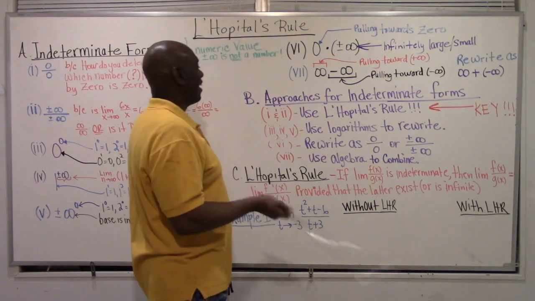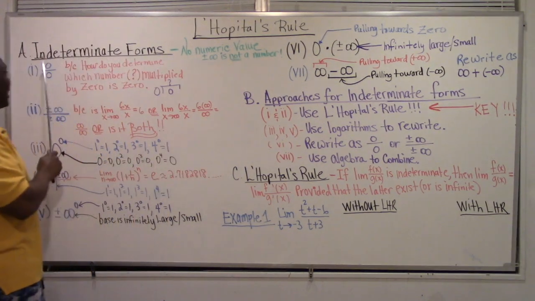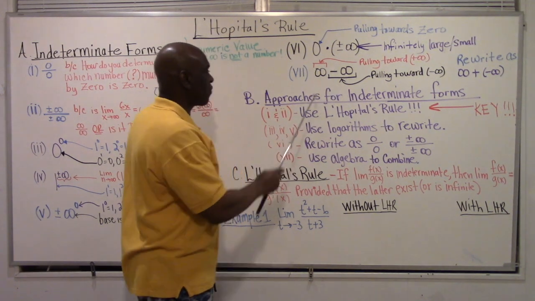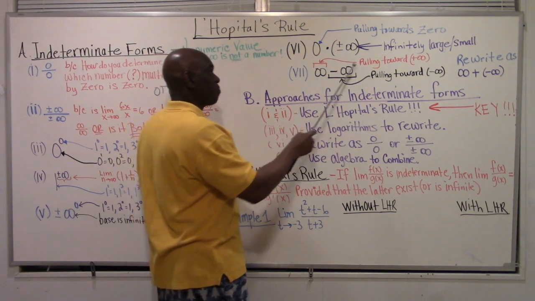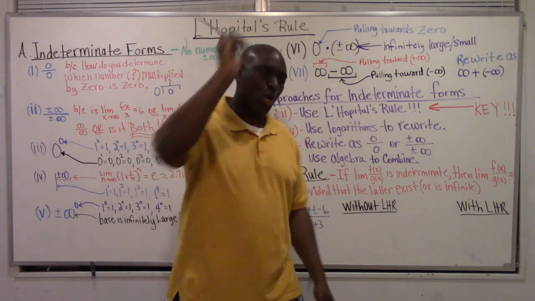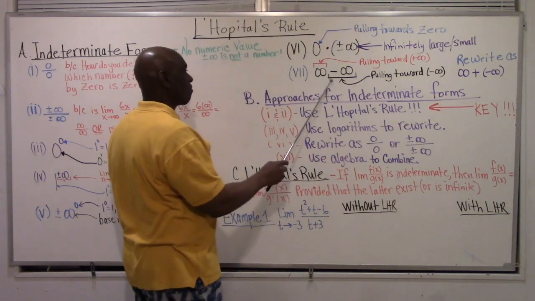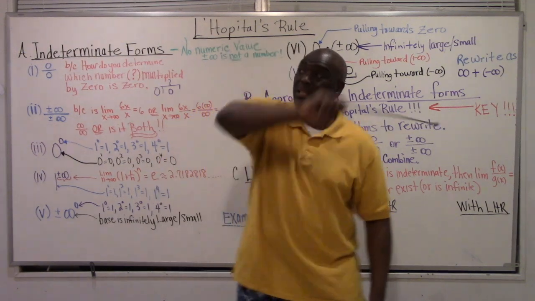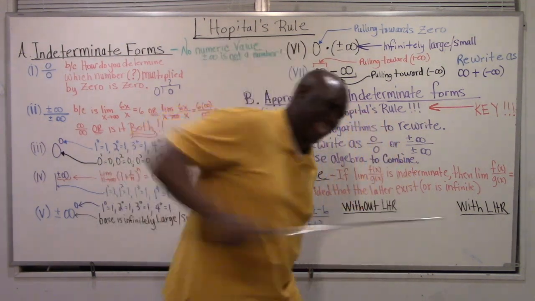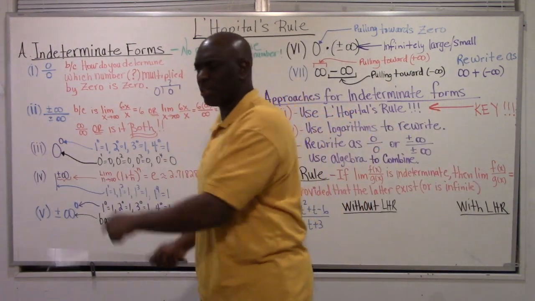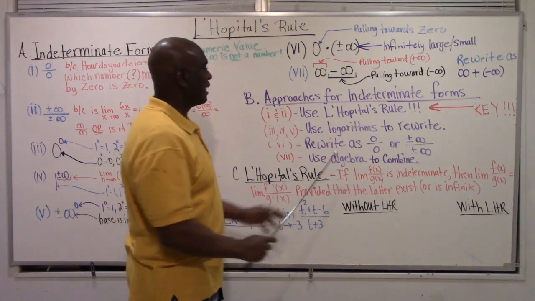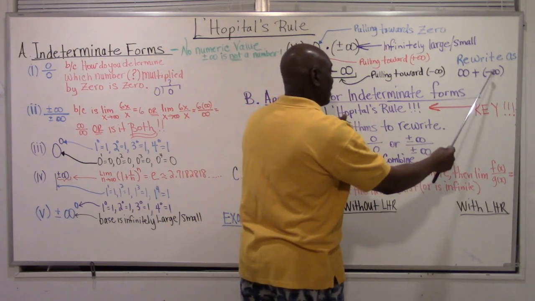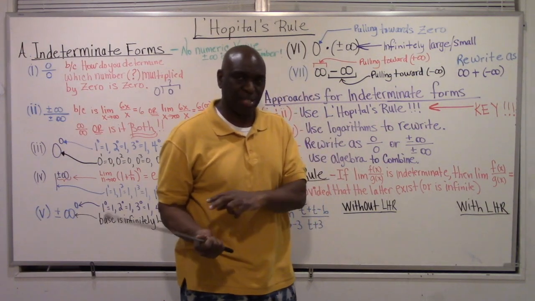Goodness gracious. And number 7, our last indeterminate form, is infinity minus infinity. Okay? Well, this first infinity symbol here is pulling towards positive infinity. That's going one way to the right. Minus infinity is pulling toward negative infinity, which is going this way. So one is pulling that way and the other is pulling that way. That's a problem. In other words, infinity minus infinity can be rewritten as infinity plus negative infinity. So one is pulling positive direction, one is pulling negative direction.